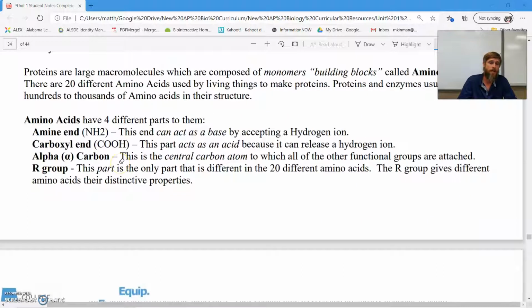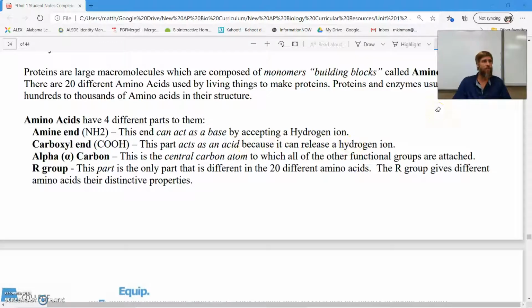All right, so what is an amino acid? An amino acid has 4 different parts. Okay, so you have an amine N, or an NH2. That's where you get the name amino acid. This N can act as a base by accepting a hydrogen ion, and then you have a carboxyl end, which is a COOH, on the other end. This part acts as an acid because it can release a hydrogen ion. So we have one end that accepts a hydrogen ion, and one that can release a hydrogen ion.